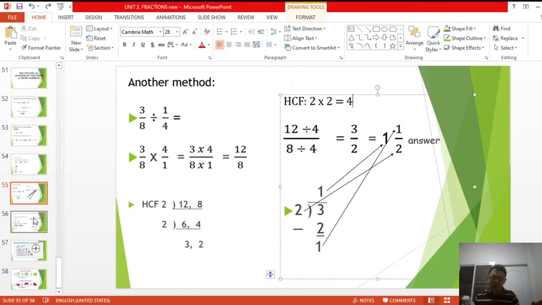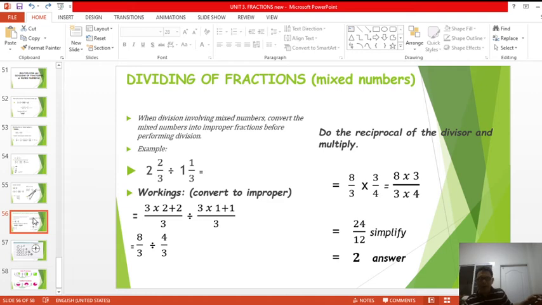So now let's move on to the real topic. This is our main example for this lesson: dividing fractions, dividing mixed numbers. Okay, so we are now dealing with mixed numbers. So look at this. Again, I already wrote this rule. When division involves mixed numbers, always convert the mixed numbers into improper fractions before performing division.